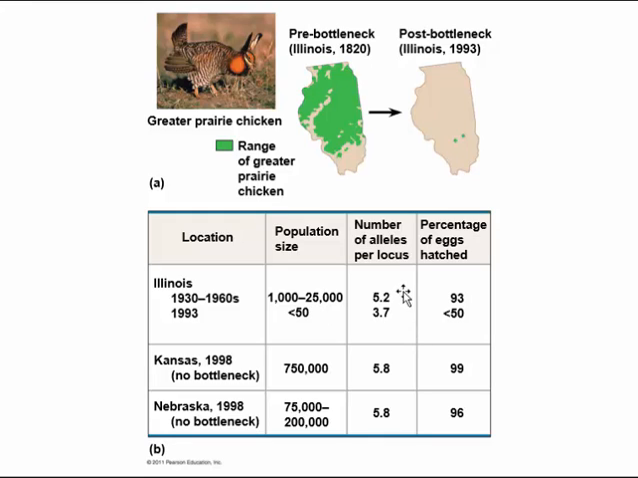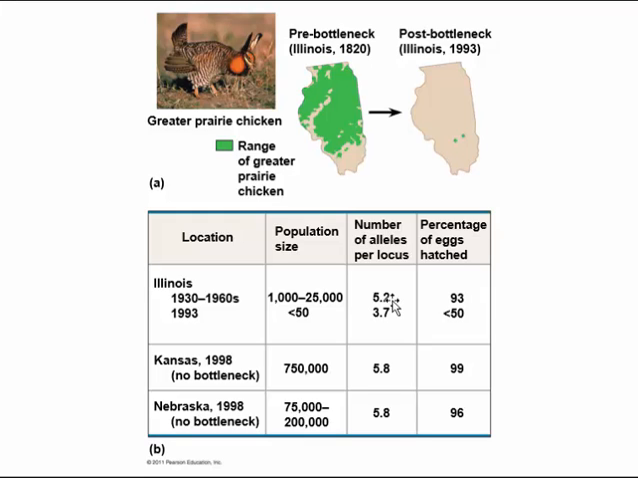So we look now at the number of alleles per locus, per gene. The average number back in the 1930s to 60s was about 5.2, which isn't dissimilar from Kansas or Nebraska, where you get 5.8 alleles per locus. They look at multiple genes, count up the alleles to see how many there are for each gene, and then take an average. That's how you'd figure that out. What's the impact of that? I mean, 3.7 alleles per locus doesn't look too bad compared to 5.2.